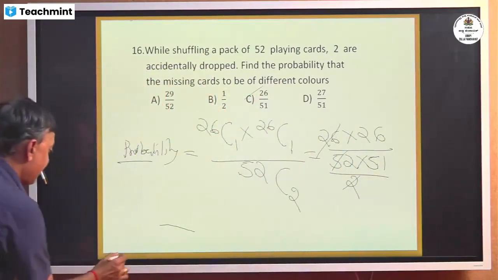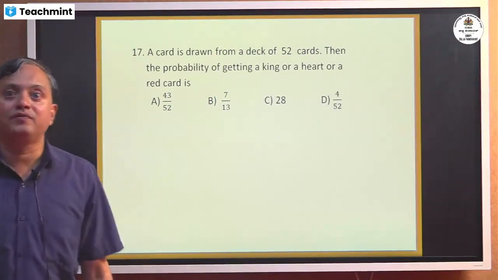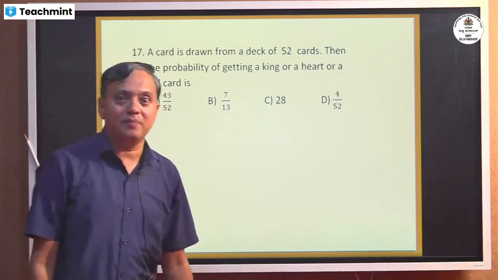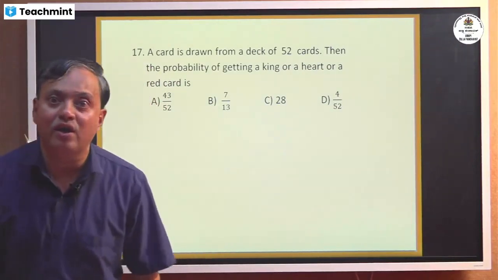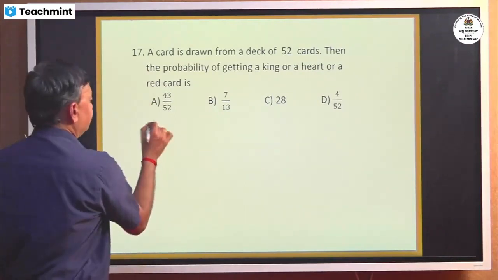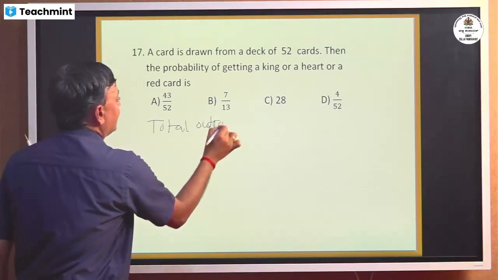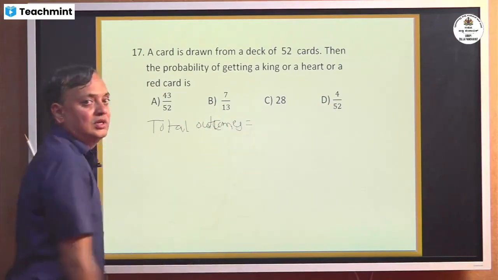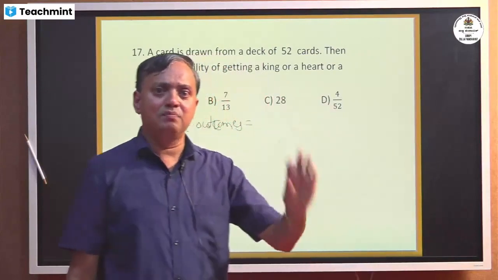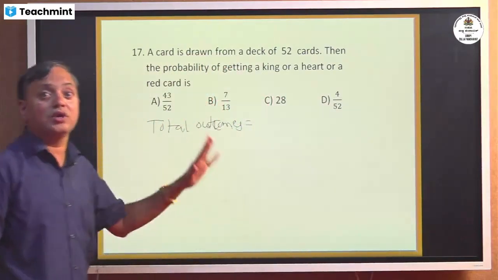Next question. A card is drawn from a deck of 52 cards. Find the probability of getting a king or a heart or a red card. So here, total outcomes. You should know that the probability of any event is the number of favorable outcomes in that event divided by total outcomes in that experiment.